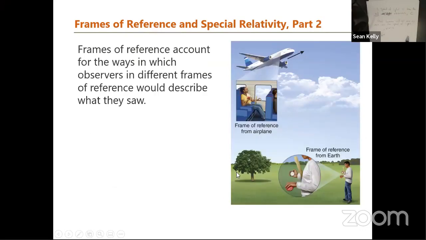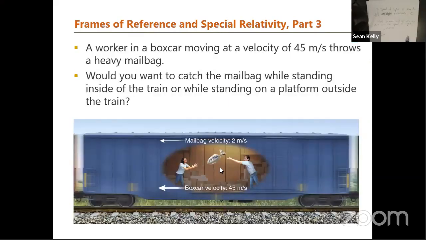So this is a little strange though. The author wants to make sure you get it, right? Here's a story. There's a train and it's moving 45 meters per second in this direction. Somebody on the train throws a bag of US mail at a speed of 2 meters per second. Now this person says, no problem, I can catch that. It's only 2 meters per second.